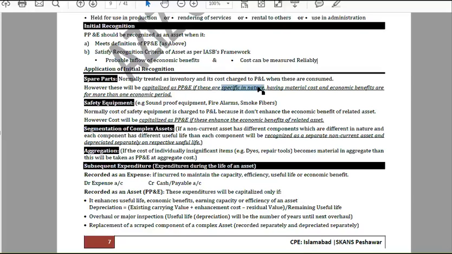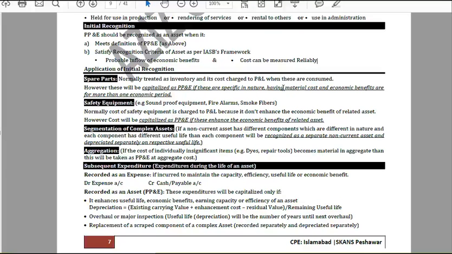Specific in nature means this is a special type of part which can only be used in a specific machine. So if we have purchased general spare parts, then it will be recorded as an expense. But if we have purchased a special part for a special machine, this is the first point. It means it is special or specific in nature.